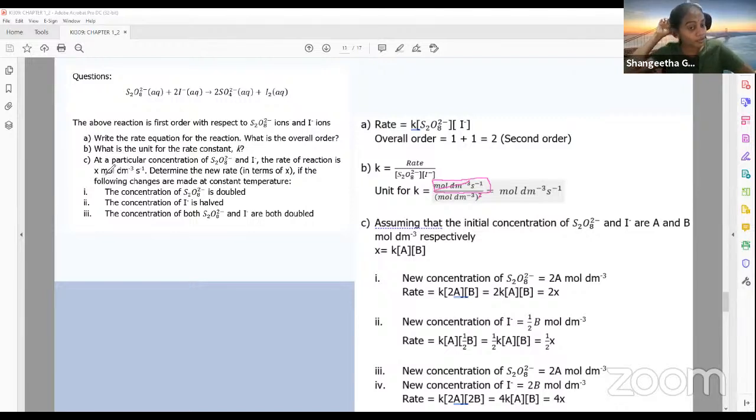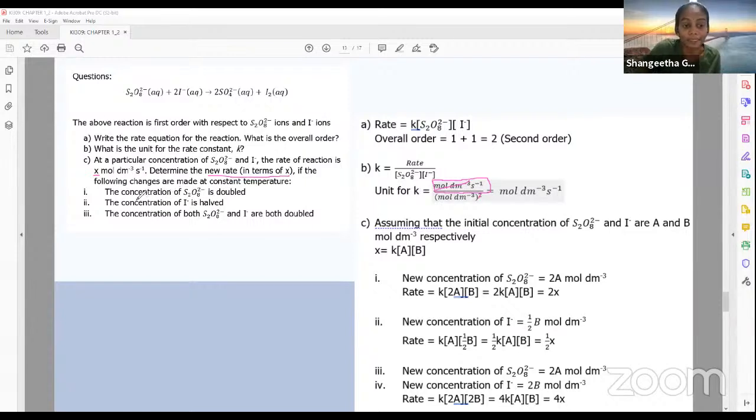At a particular concentration of S2O8 2- and I-, the rate of reaction is X mole per dm cube per second. Determine the new rate in terms of X if the following changes are made at constant temperature. So now they are telling you that the rate of reaction is X, and they want to find the new rate in terms of X if they make the following changes.